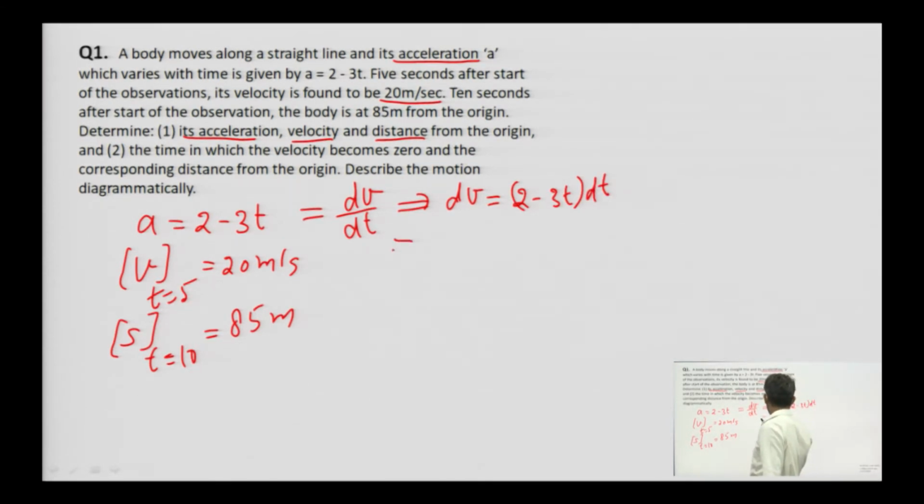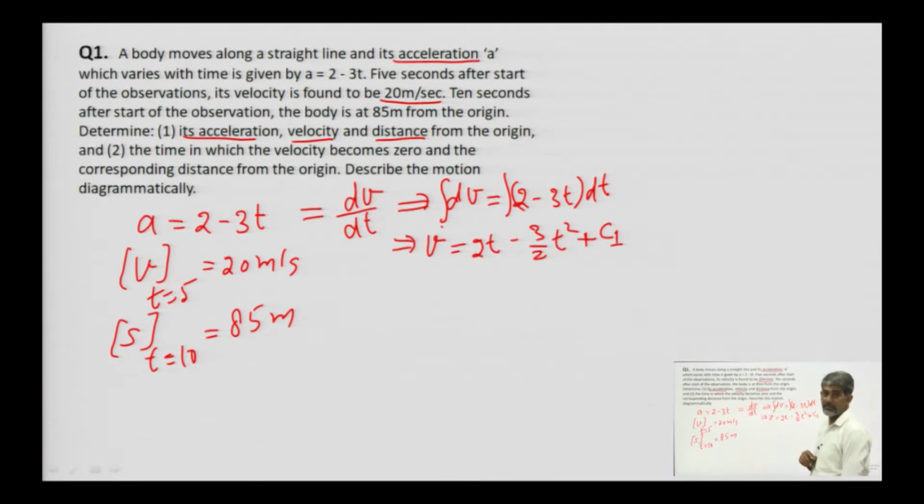So, integrate. v is equal to 2t minus 3 by 2 t square plus an integration constant, say C1. The value of C1 can be calculated by the boundary condition. What is this condition?